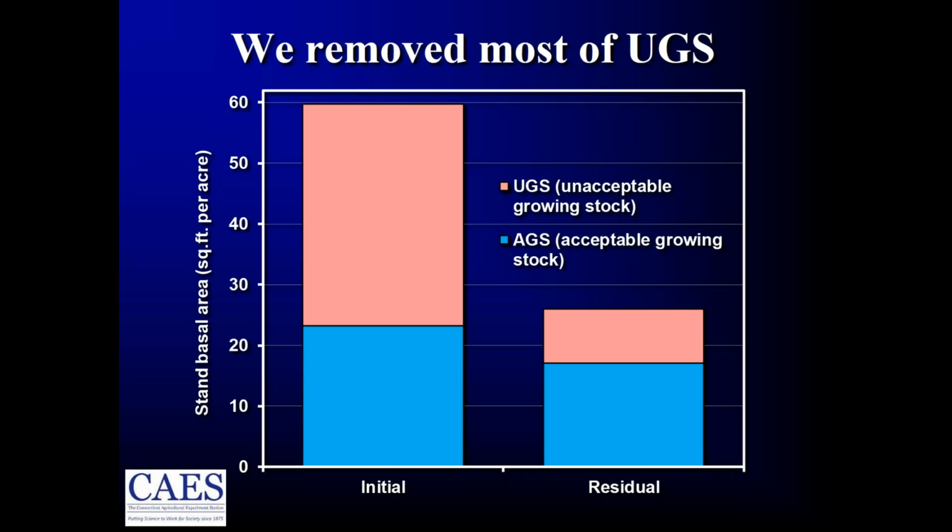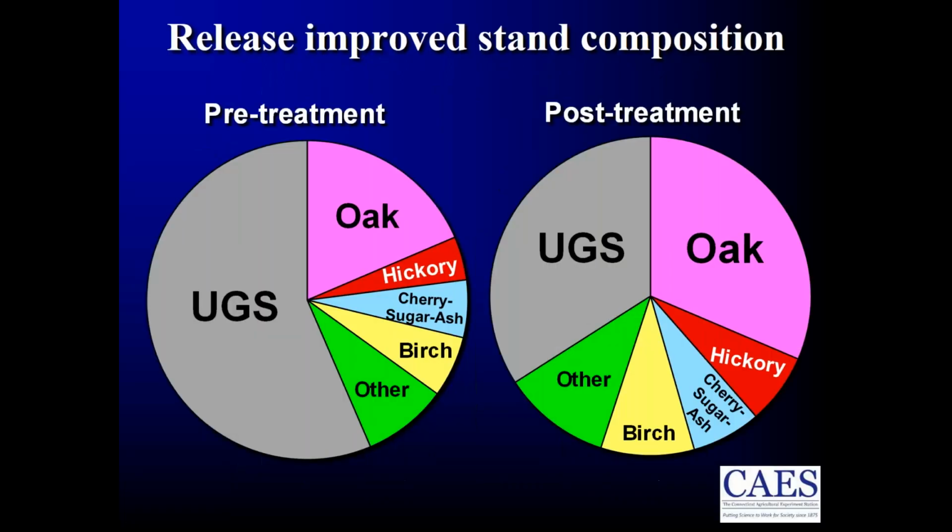Sometimes we leave unacceptable growing stock either as a seed source or for wildlife trees out there. But generally speaking, we really flip the ratio of unacceptable growing stock to acceptable growing stock. And if we look at the stand composition, you can see dramatically, like I said before, it used to be mostly unacceptable growing stock. And then after we did the treatment, we had mostly acceptable growing stock. And it was more in the species that we were trying to promote. Down here it'd be oak and cherry, and hickory, I should say. If we got cherry or sugar maple, we are fine.